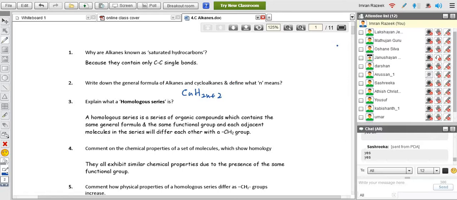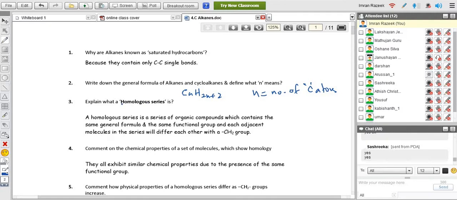of cycloalkanes is the same as the general formula of alkenes. So cycloalkanes and alkenes have the same general formula. So this is n. n is the number of carbon atoms.